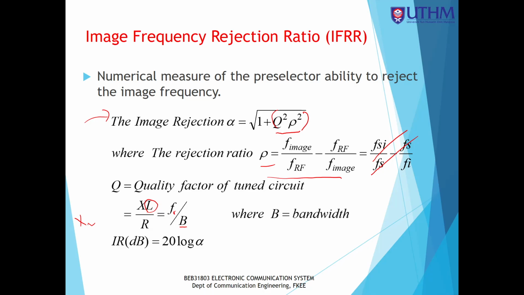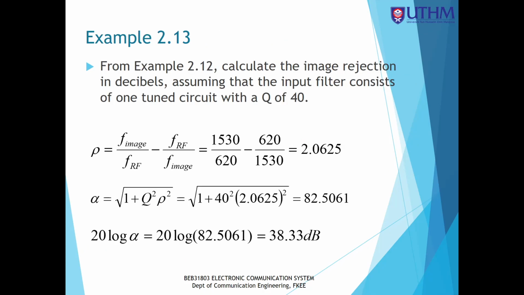After this you can find the image rejection ratio in decibel. You need to do 20 log alpha, and you will get the IFRR in decibel. Normally we ask you to find it in terms of decibel. So let's look at the example.